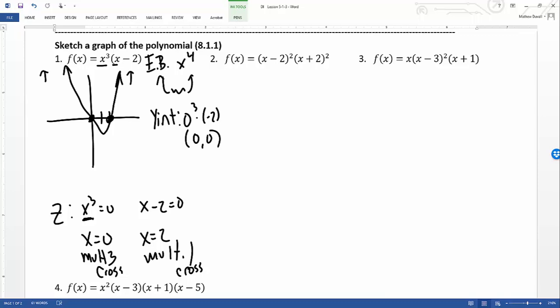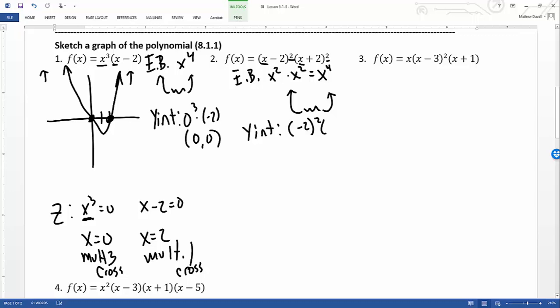Number 2, end behavior. Multiply the leading terms of each factor, so x squared times x squared. That's going to be x to the fourth. And so my end behavior, my y-intercept, plug in 0. I get negative 2 squared times 2 squared equals 4.